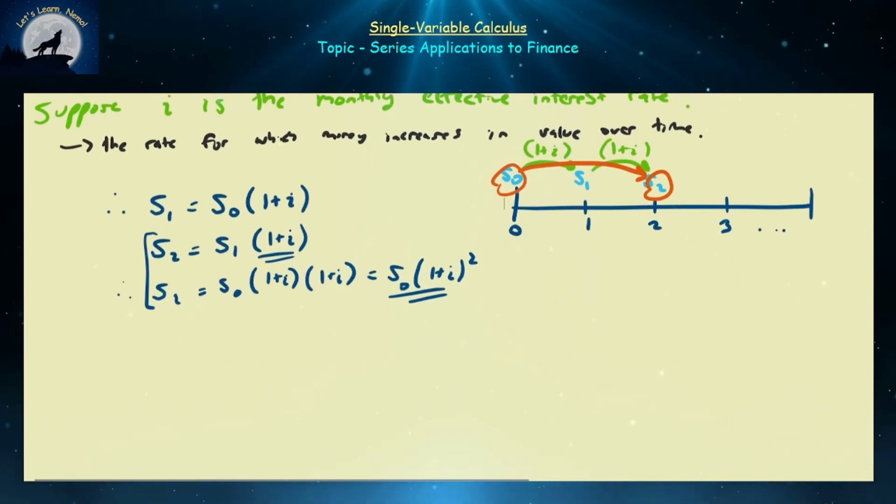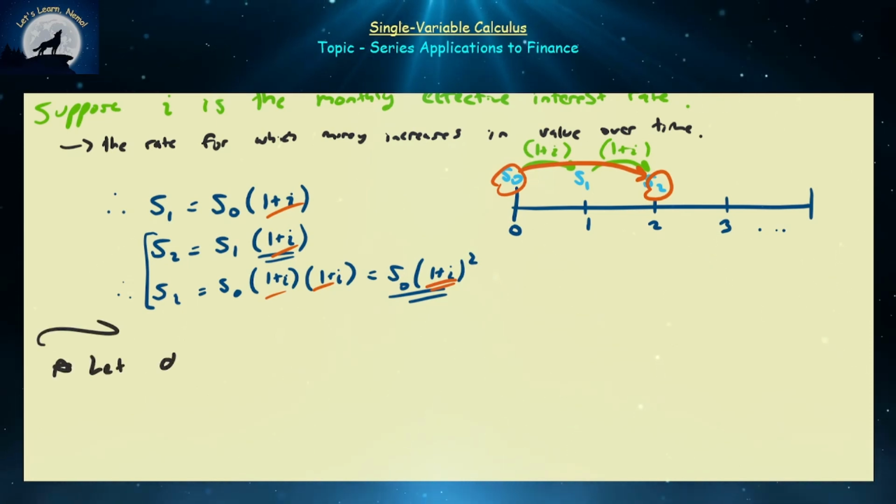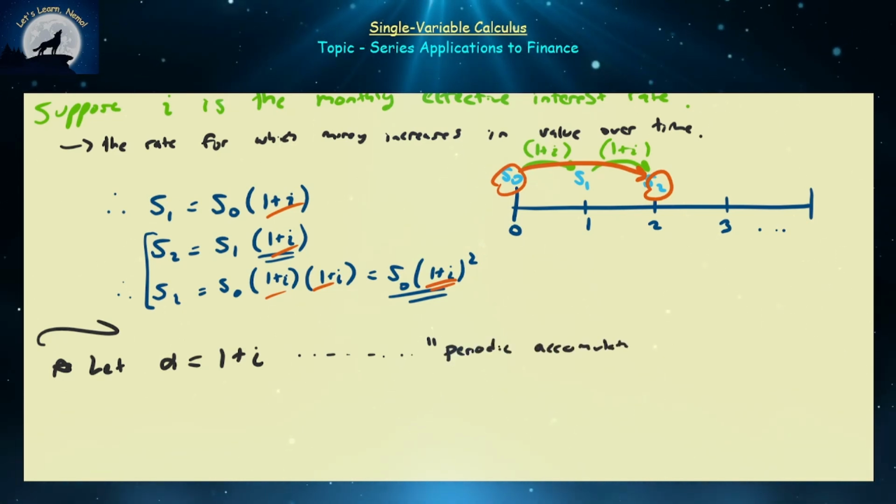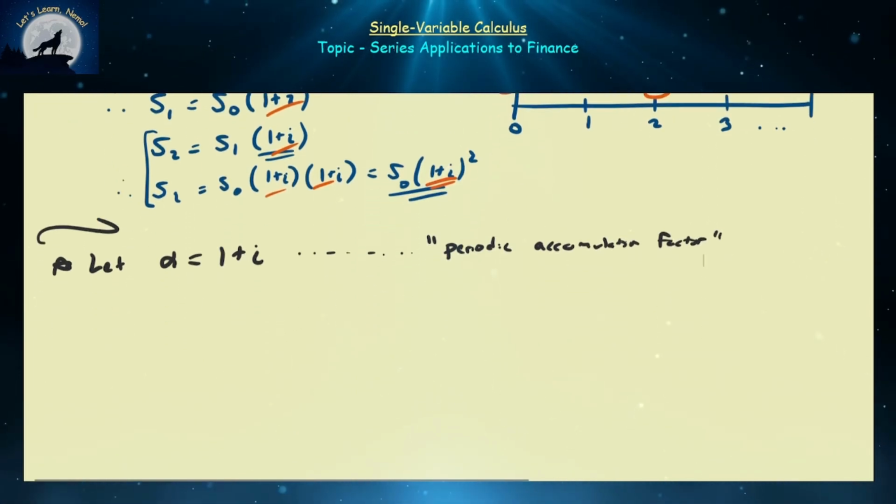So this 1 plus I is going to be a constant that comes up in a lot of our calculations. There is an abbreviation used for 1 plus I, and usually it's alpha. So let's assume that alpha is equal to 1 plus I. Some people will refer to this as the periodic or monthly periodic accumulation factor, and it quantifies the value that the transaction accumulates over some fixed period of time. So using the pattern that we see here, S2 is equal to S0 times 1 plus I to the power of 2.